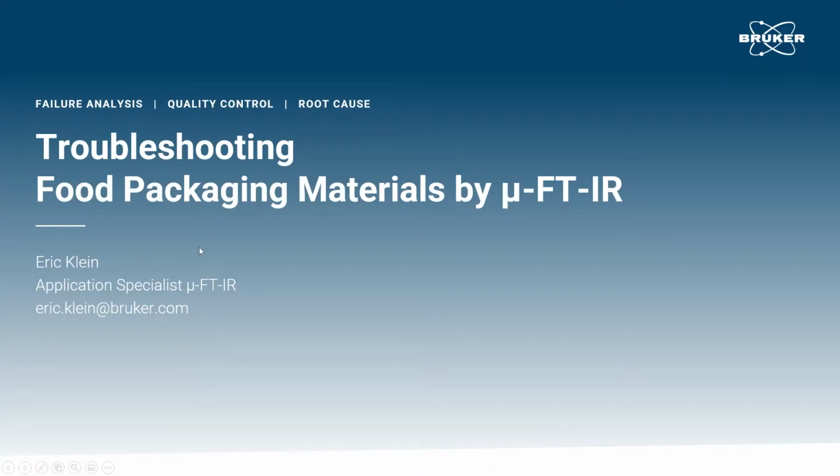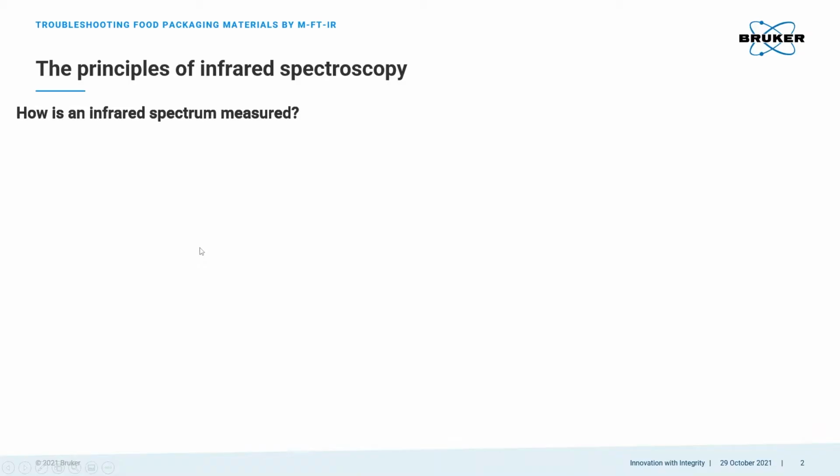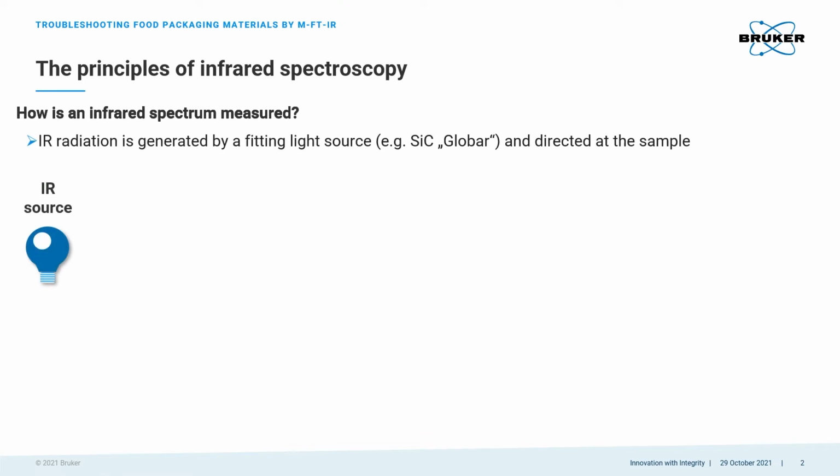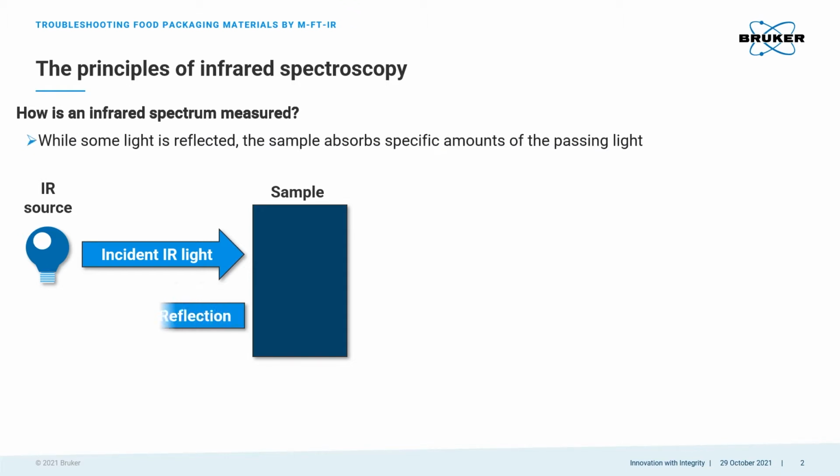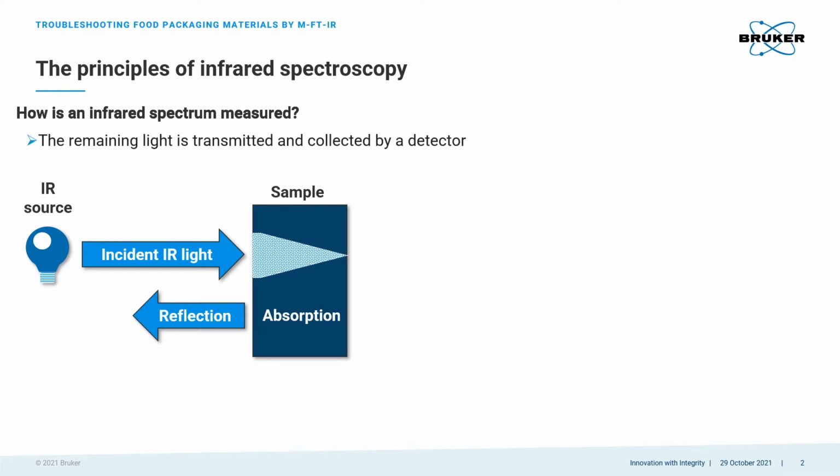So the principles of infrared spectroscopy are as follows. For this technique, we make use of IR radiation, which is generated by a light source, and this light has been directed at a sample. The sample is reflecting a part of the light, but also the sample absorbs a very specific amount of the passing light. And the remaining light, which is transmitted and collected by a detector, is then creating our IR spectrum of a very specific signature of the sample we have analyzed.